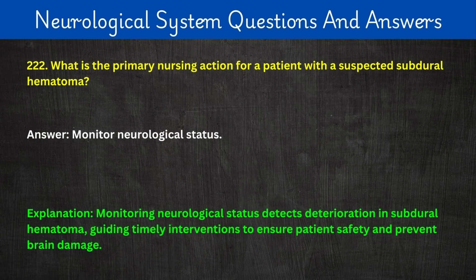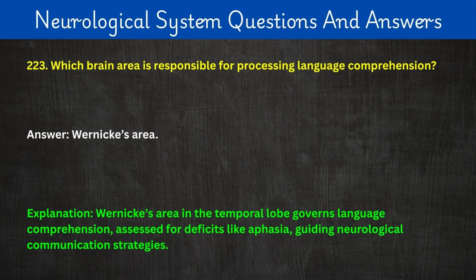222. What is the primary nursing action for a patient with a suspected subdural hematoma? Answer: monitor neurological status. Explanation: monitoring neurological status detects deterioration in subdural hematoma, guiding timely interventions to ensure patient safety and prevent brain damage.